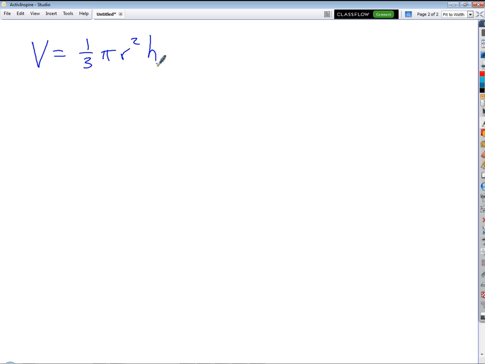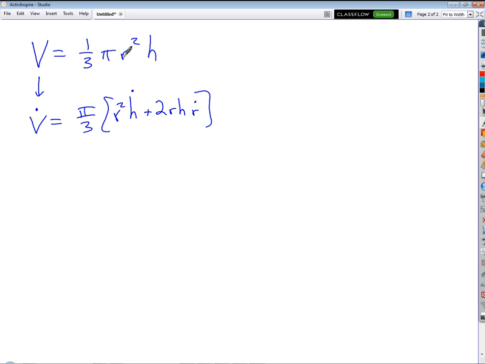If we implicitly differentiate with respect to time, first of all, state again what the variables are. R, H, and V. Those are all things we would expect to change, right? So if we differentiate, what do we get? Equals pi over 3 times R squared H dot, plus H times 2R R dot. Everybody see that? Because we've got H times the derivative of R squared, which is 2R R dot.